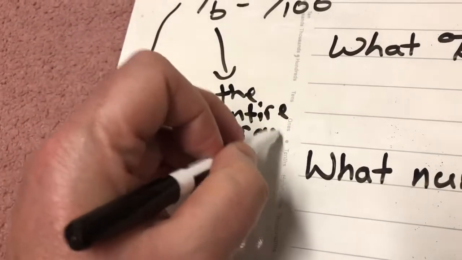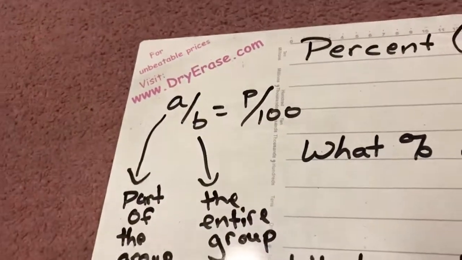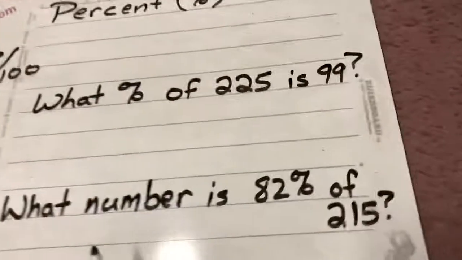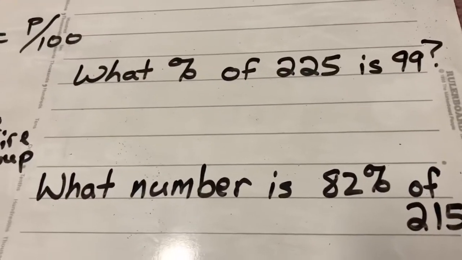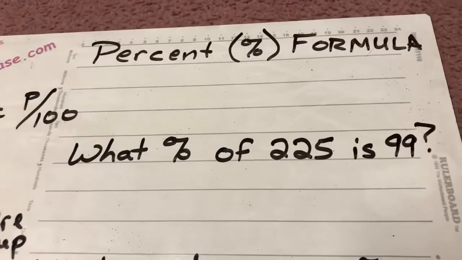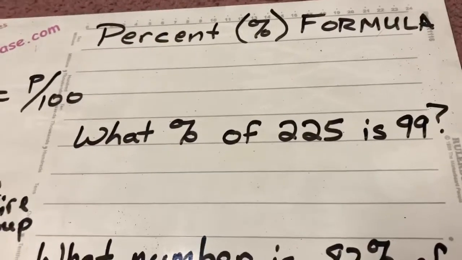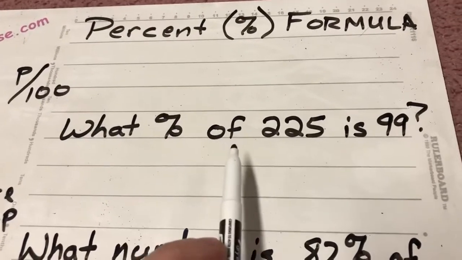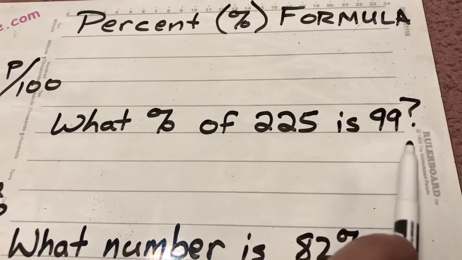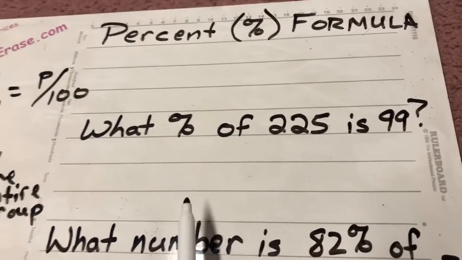We're going to work this formula, A over B equals P over 100, to answer 3 different types of questions. You're going to get 10 questions on your paper today, and all 10 are going to be framed in one of these 3 ways. We're going to do 3 different examples. The first one is, what percent of 225 is 99?